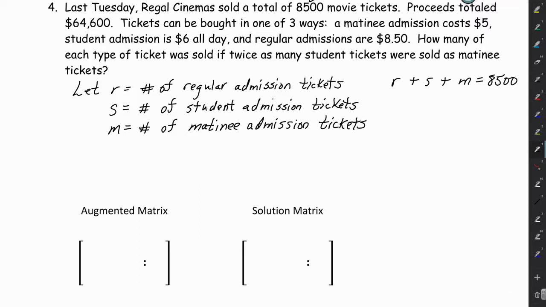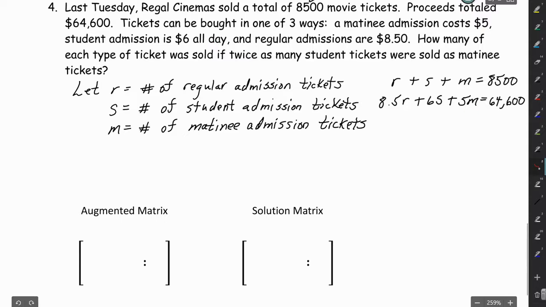The next piece of information we have is how much each ticket costs, and that the total proceeds were $64,600. So let's write that equation. I noticed that when I wrote this equation, I put it in the order of regular, student, and matinee, just because that's the way I decided to do it in the first equation. So I did regular, then student, and then matinee, RSM.